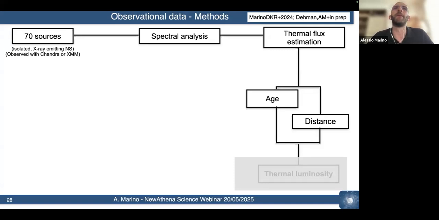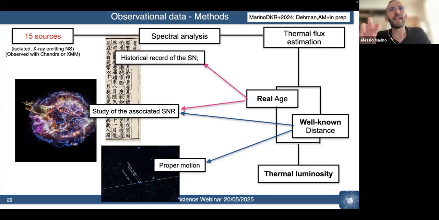Now, this is a crucial part because, in principle, we have age and distances for all radio pulsars, because the age is based on the characteristic age, while the distance can be estimated from the dispersion measure of our pulsars. However, neither of these methods to find the age and the distance are very reliable. So in this work, there will be a forthcoming paper that includes the whole sample, but in this work in particular, we just focused on sources that have a real age determination and well-measured distance values.